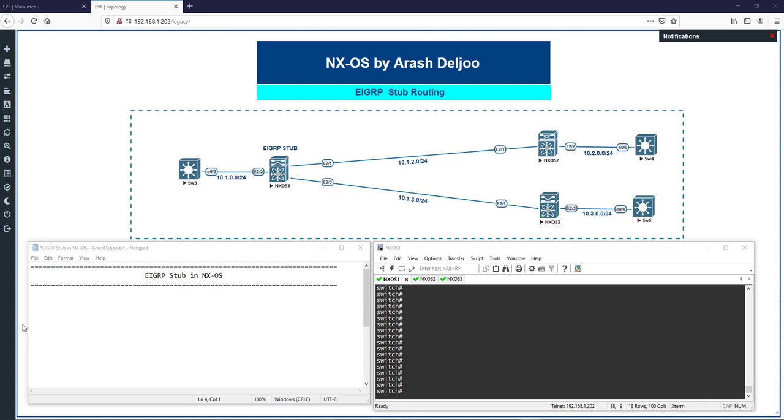EIGRP stub routing in NX-OS. In this video, I'm going to show you how we can configure the EIGRP stub routing feature in NX-OS.